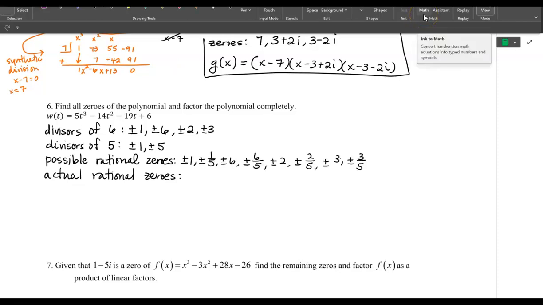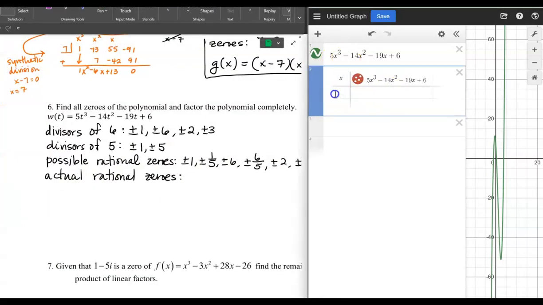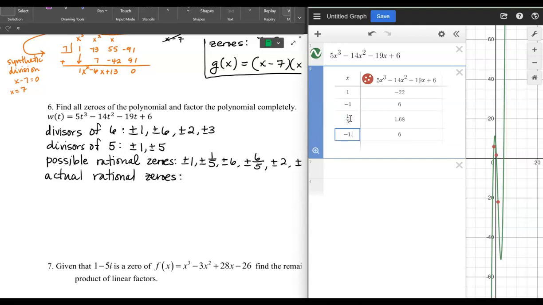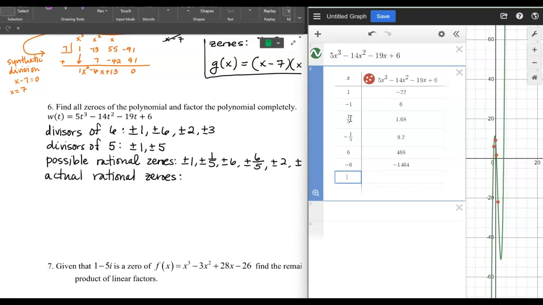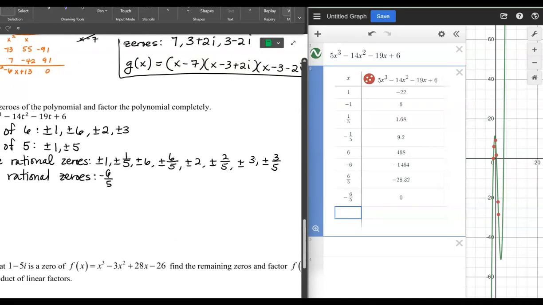So now that we have our list of possible rational zeros, I will head over to my table to plug in these x values. So I have the x value of 1, negative 1, 1/5, negative 1/5, 6 and negative 6, 6/5 and negative 6/5, which we can see that negative 6/5 does give us a 0 because we get 0 out. And the ones we have left to check, we still have about 8 numbers to check.